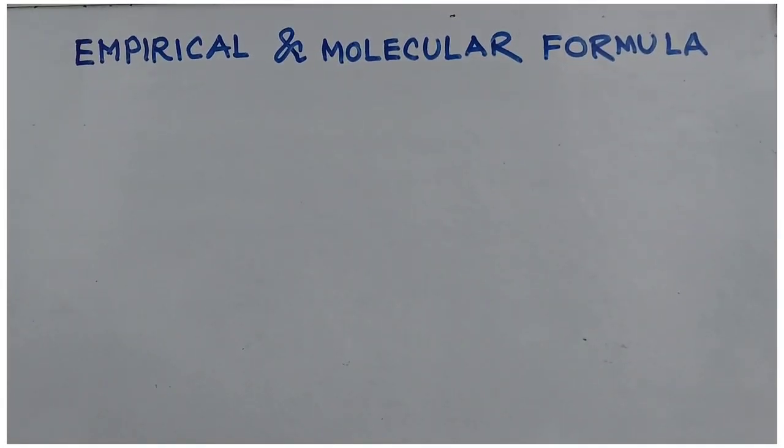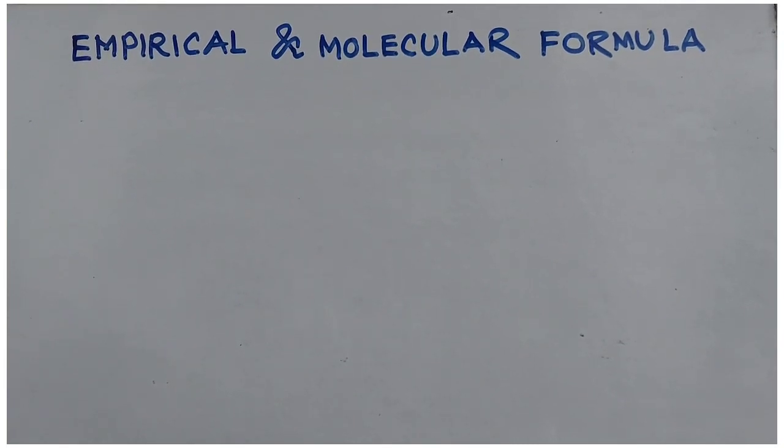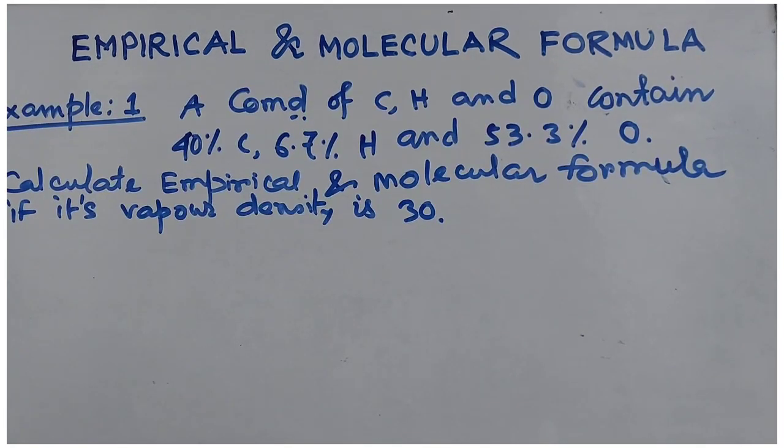Now we are going to calculate the empirical formula and molecular formula of any compound. To calculate empirical or molecular formula, at first we have to know the percentage composition of each constituent element of that compound. In the previous video, I gave a lecture on percentage composition. Now it will be very helpful. Okay.